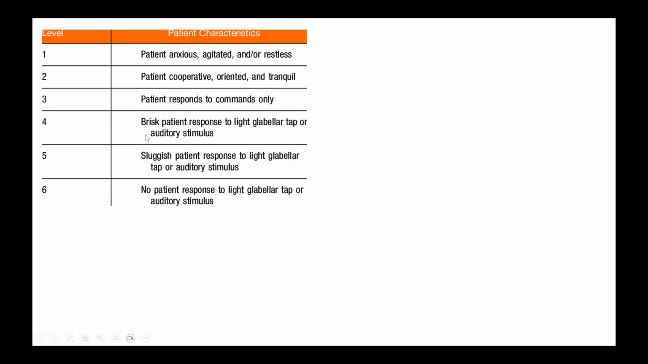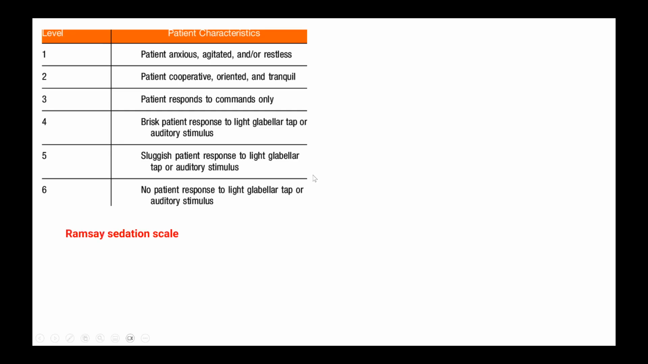After 3, 4, it becomes a little more deeper. The sedation becomes heavier. The patient responds only to commands. Then the patient responds to light glabellar tap or auditory stimuli. That is, you have to increase your voice or tone to get a response from the patient. And 5 and 6 are much deeper sedation: sluggish response to light glabellar touch or auditory stimulus, and no patient response to glabellar tap or auditory stimulus, which is almost a stage of coma or very deep sedation.